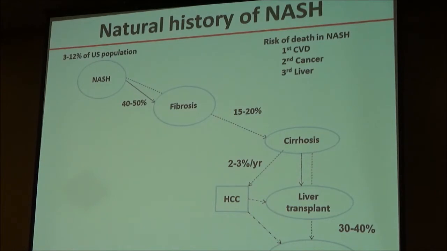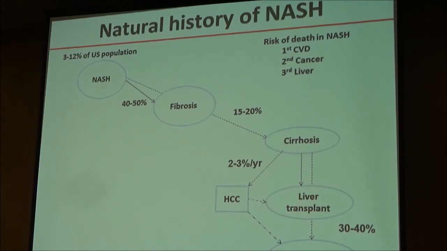And the reason that's concerning is that if you look at the natural history, NASH in about 40 to 50% of our patients can lead to fibrosis. And you know fibrosis is scarring of the liver. And there are different stages, as you've heard earlier this morning, of scarring in the liver. You can have stage 1, 2, 3. And remember, 4 is considered cirrhosis. So 15 to 20% of our patients can progress to cirrhosis.